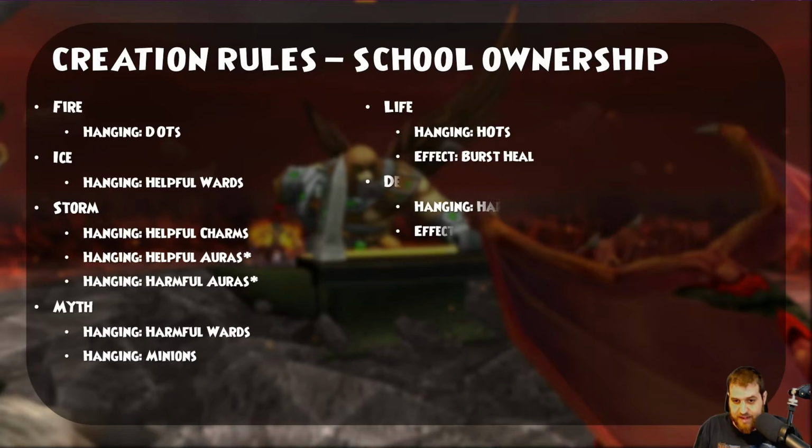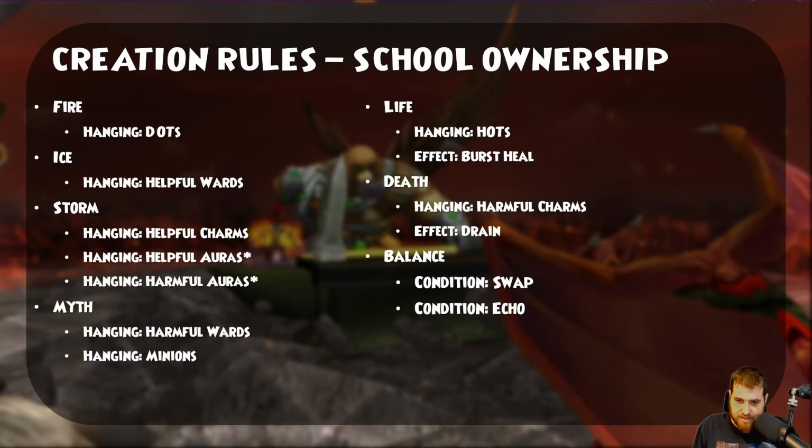This is the first effect. Death has harmful charms like weaknesses and infections. They also have the effect of draining or stealing health. And then balance doesn't own any hanging effect, but they own a couple conditions like swap and echo.